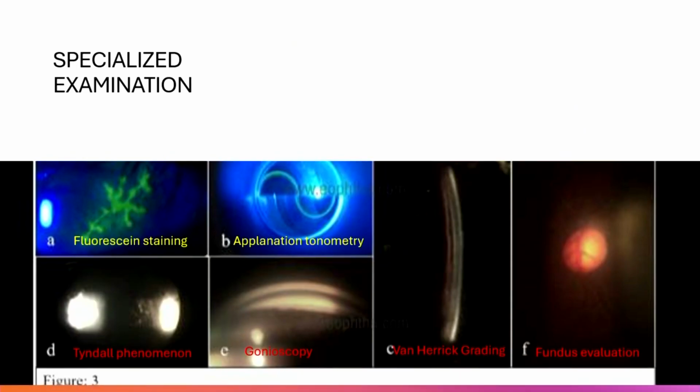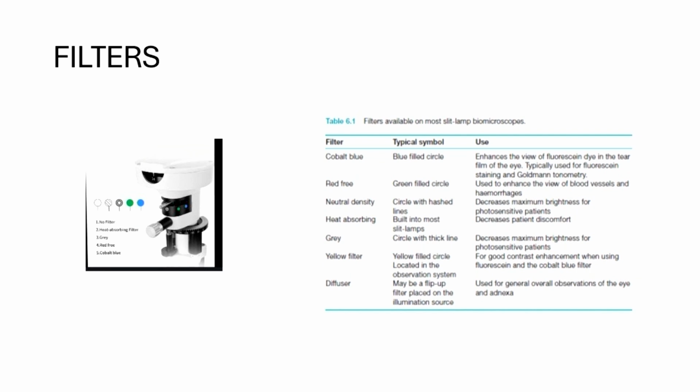The slit lamp can be used for specialized examination for diagnostic as well as therapeutic purposes. Diagnostic uses include fluorescein staining, applanation tonometry, gonioscopy, Tyndall phenomenon for anterior chamber cells, Van Herick grading for anterior chamber depth, and fundus evaluation. For therapeutic purposes, it is used for YAG PI, YAG capsulotomy, delivery of lasers, and in surgeries like that.